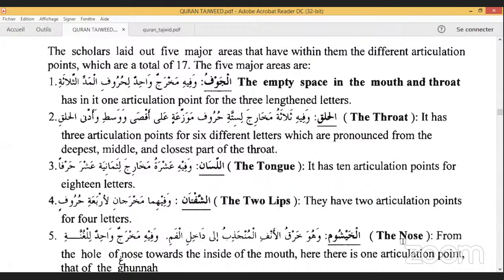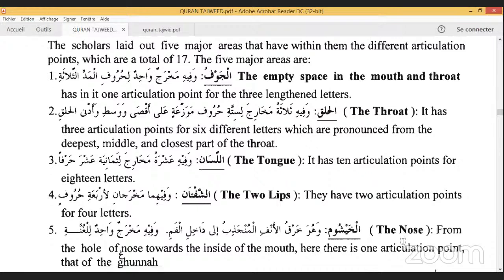And the fourth articulation point, the two lips. They have two articulation points for four letters. For four letters, the two lips. And the fifth articulation point is the nose. Excuse me, the nose.